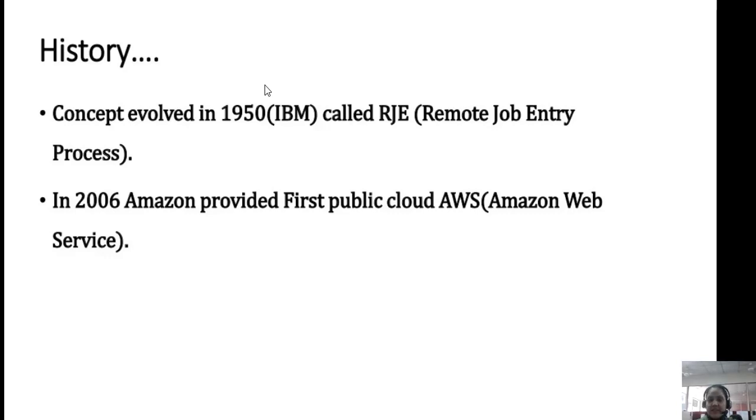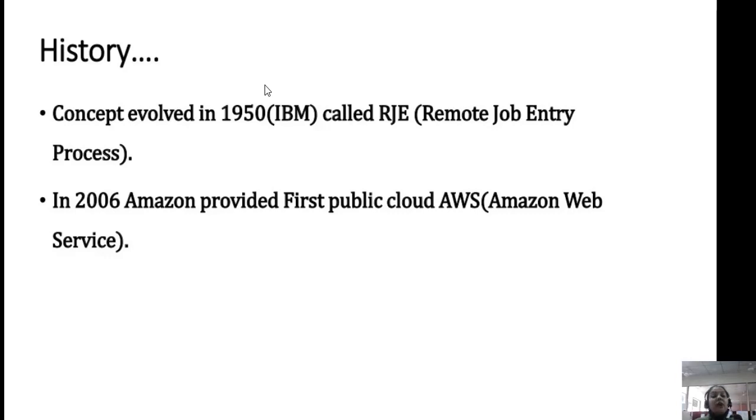Mark these points, dear students. We called it RJE. I might also mark these points wherever I can, so these are the important stuff. So in 1950, IBM initiated cloud computing and it was called RJE, that is remote job entry process.